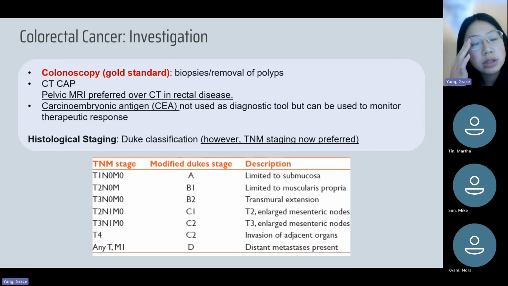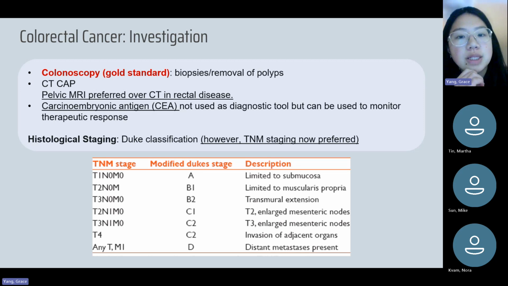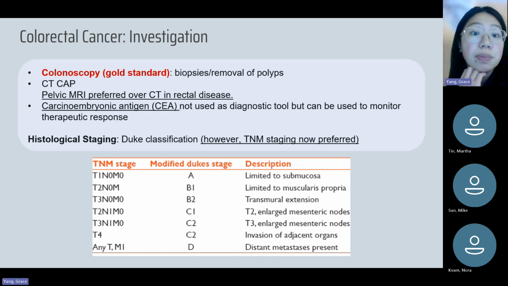With investigations, you'd send them for colonoscopy, where you usually take a biopsy, and also a CT CAP, which is a CT chest, abdomen, and pelvis. Pelvic MRIs are preferred over CTs in rectal disease because it just shows up better. CEA is not used as a diagnostic tool, but it can be used to monitor therapeutic response, so it should go down with good therapeutic response. The Dukes classification was used, but I think now TNM staging is more common.